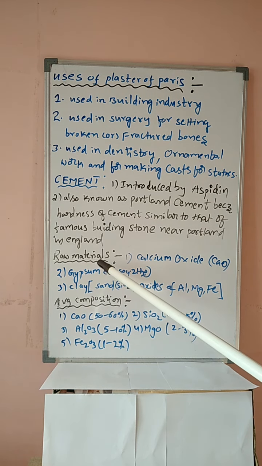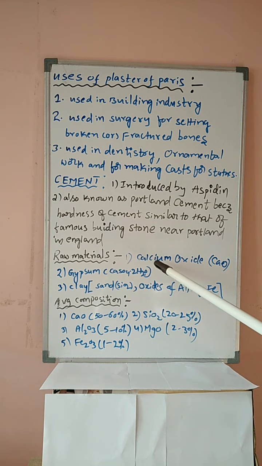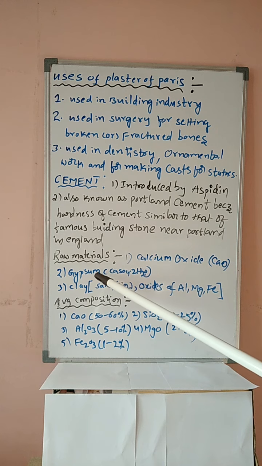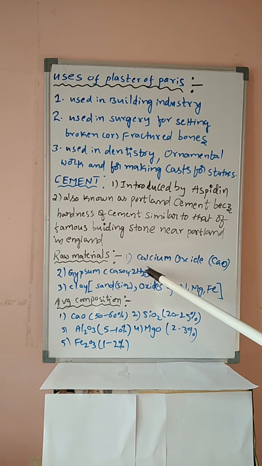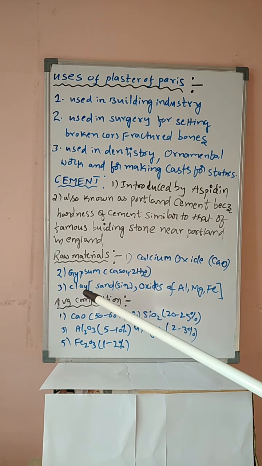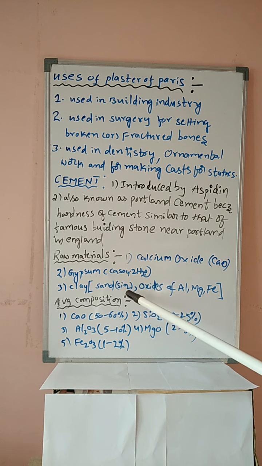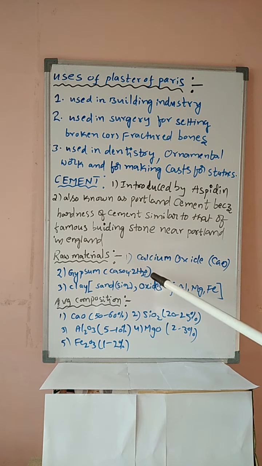The raw materials used for the manufacture of cement are calcium oxide CaO, gypsum (calcium sulfate dihydrate), and clay, which is a mixture of sand SiO2, and oxides of aluminium, magnesium and iron. These three are the raw materials used for the manufacturing of cement.